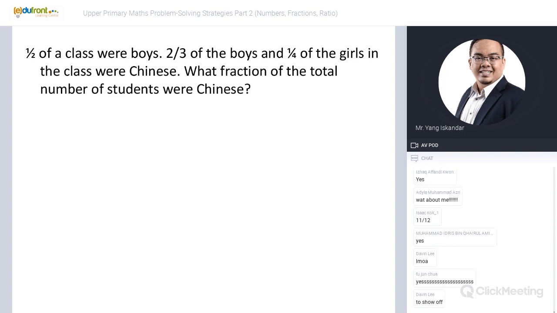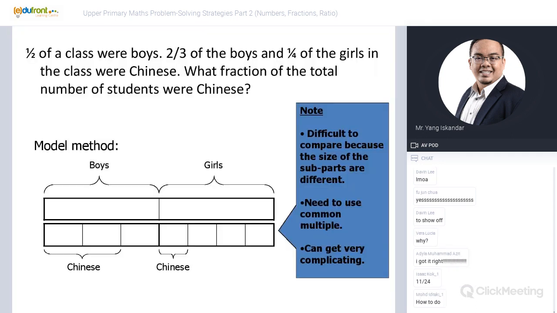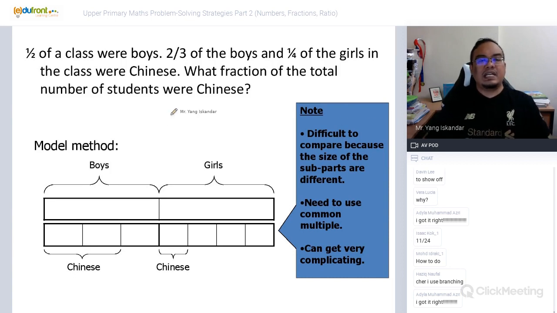All right, let's see how to solve this using a model. Okay, it's not so straightforward. You can see half of the class were boys. 2/3 of the boys and 1/4 of the girls in the class were Chinese.